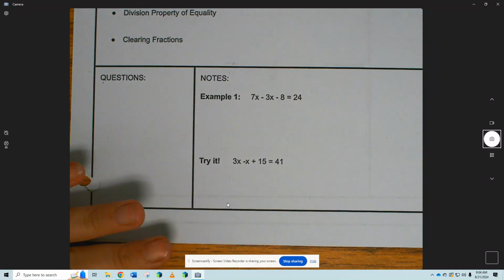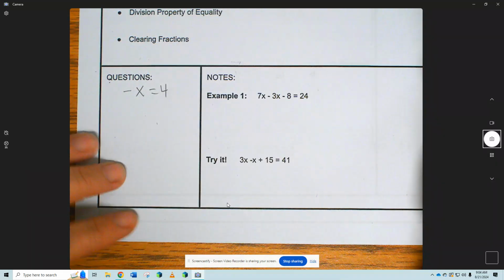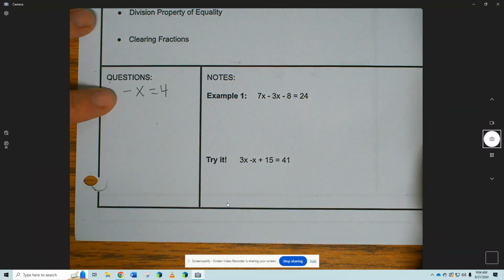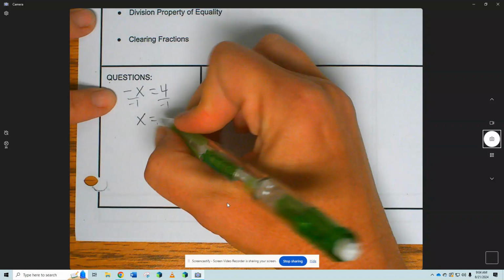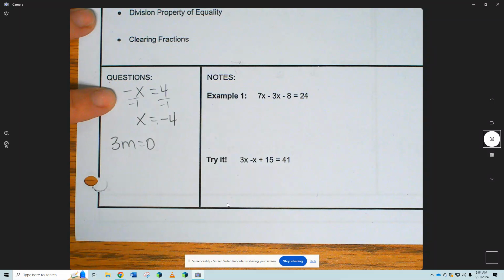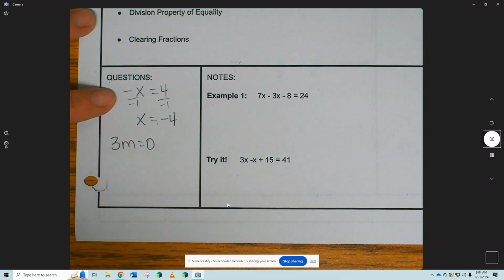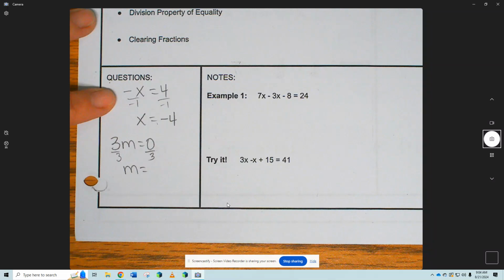All right. I have a couple things to write under the question. What if I gave you negative x equals 4? How could you quickly solve that? Divide by negative 1. What's the answer going to be? Negative 4. How about if I gave you 3m equals 0 and I said solve? I have to divide by 3. What does m equal? 3 or 0? 0. Thank you. Okay, I just want to make sure you could do that.